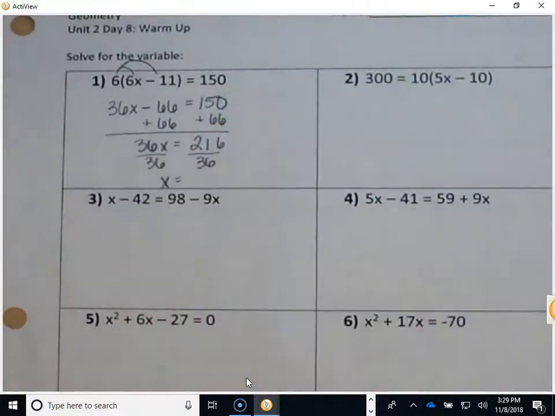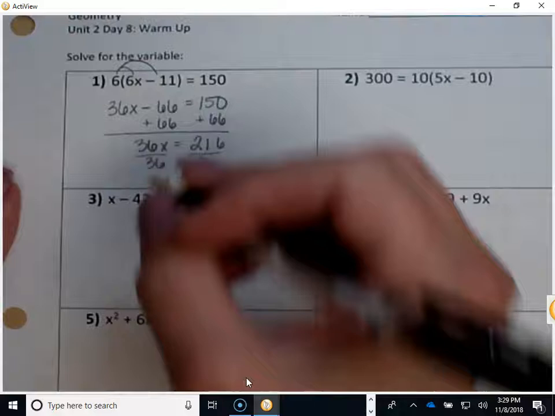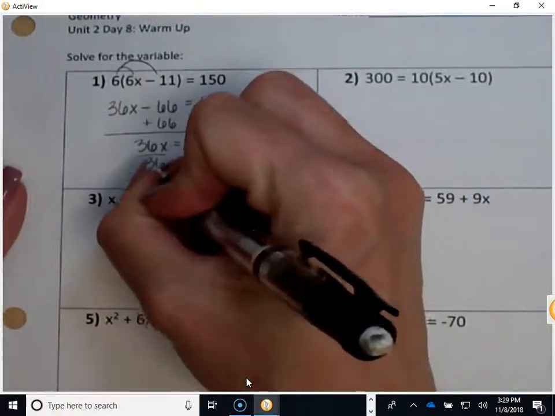I do not know what 216 divided by 36 is off the top of my head, so I got to get out my handy dandy calculator. 216 divided by 36 gives me 6. So our answer is x equals 6.